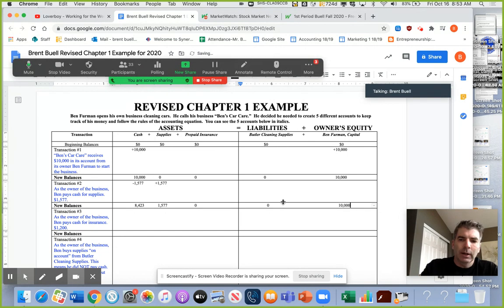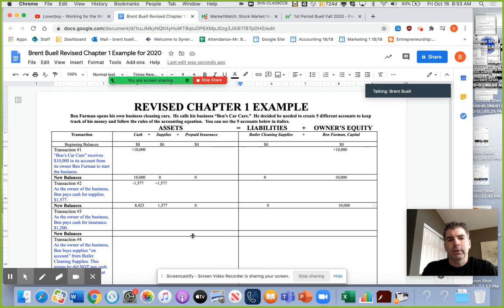Now, the reason I love accounting, and again, slow to figure this out in my life, is that after every transaction, you can check your work, so different than writing an essay. It's like, okay, am I right? Does 8423 plus 1577 plus 0 equal 0 plus 10,000? And if the answer is yes, they are equal, then you move on to the next problem. Okay, so we got 2 of the 5 done.